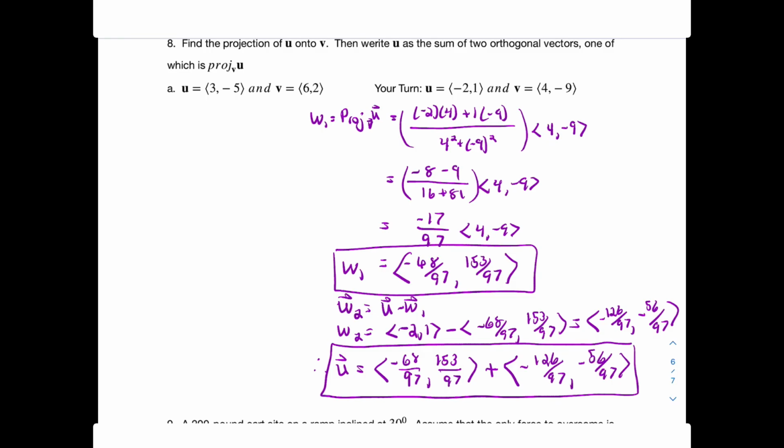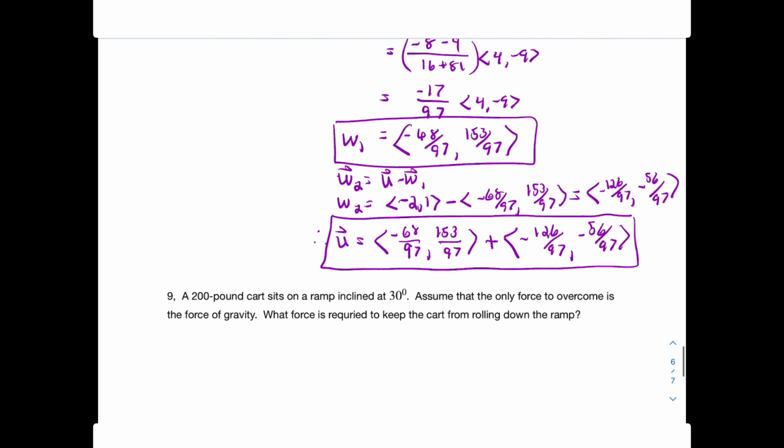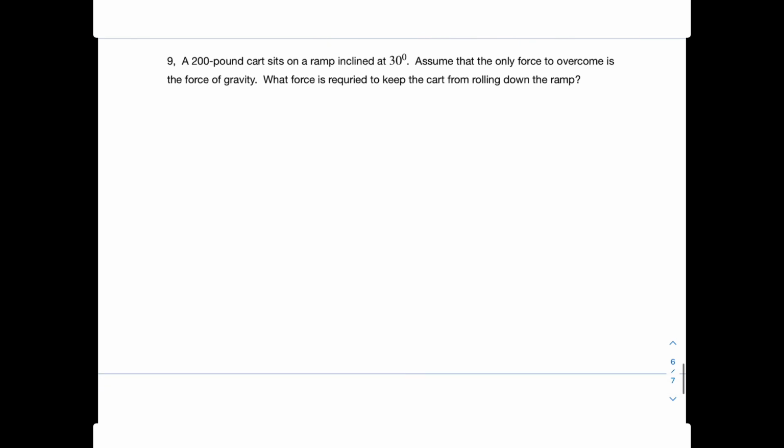Okay, I want to end today with trying to go through a word problem. I do highly suggest that you pause occasionally to see if you can figure this out. So I would probably pause and see if you can draw a sketch of this situation.